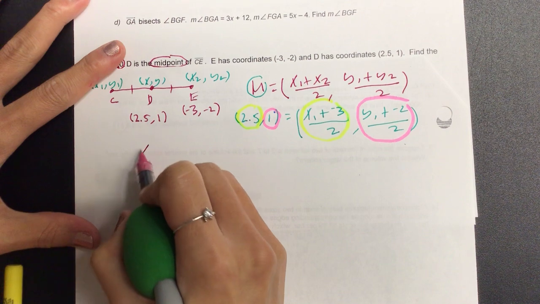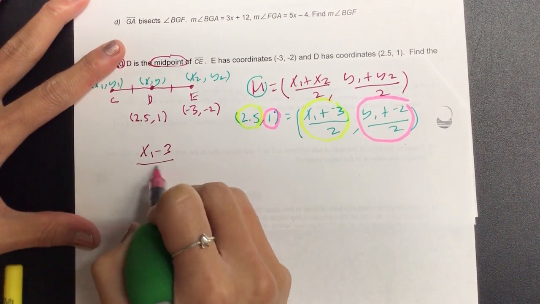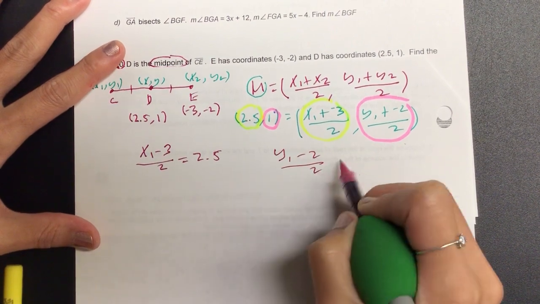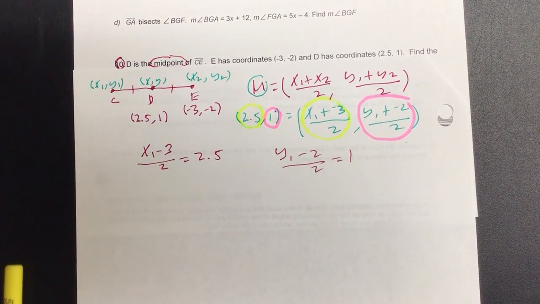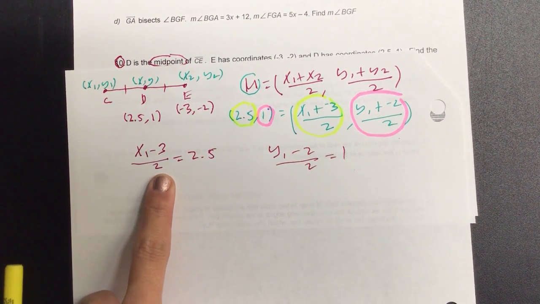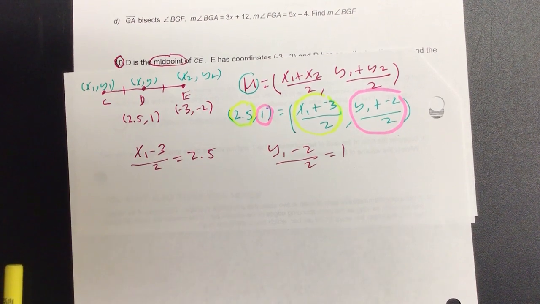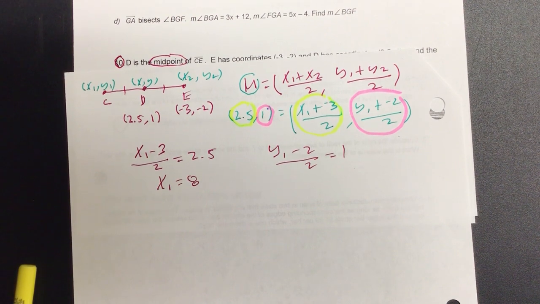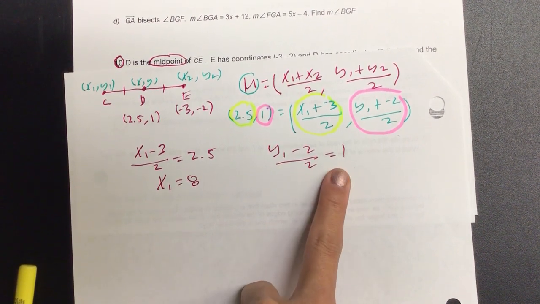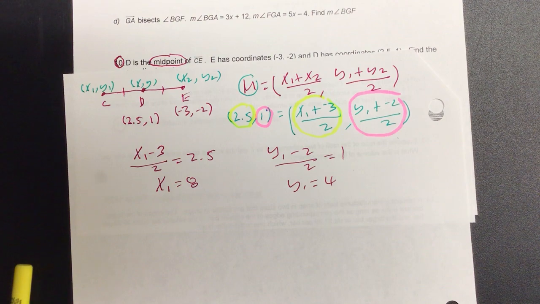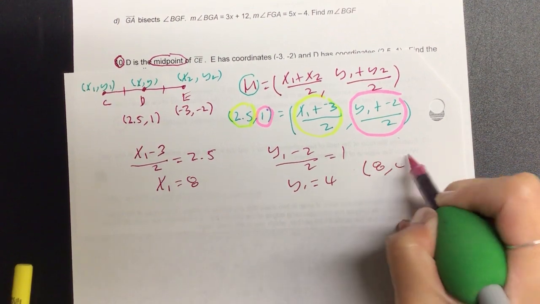So these two are going to be equal to each other. Well, that works out. So I have x1, I'm going to write -3, divided by 2 is equal to 2.5. And y1 minus 2 divided by 2 is equal to 1. All right, the first one, we're going to multiply by 2. What is 2.5 times 2? 5. What is 5 plus 3? 8. So we know x1 is 8. The next one. 1 times 2 is? 2 plus 2 is? So we know y1 is 4. But then, of course, it has to be an ordered pair, meaning in parentheses, 8 comma 4.